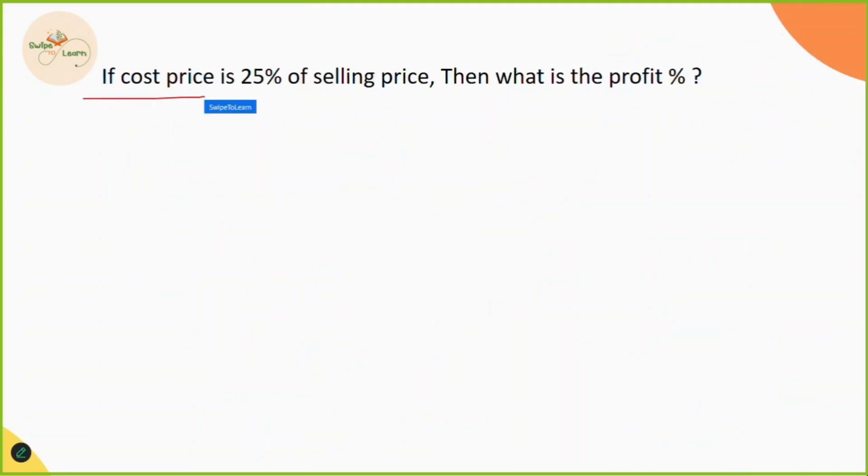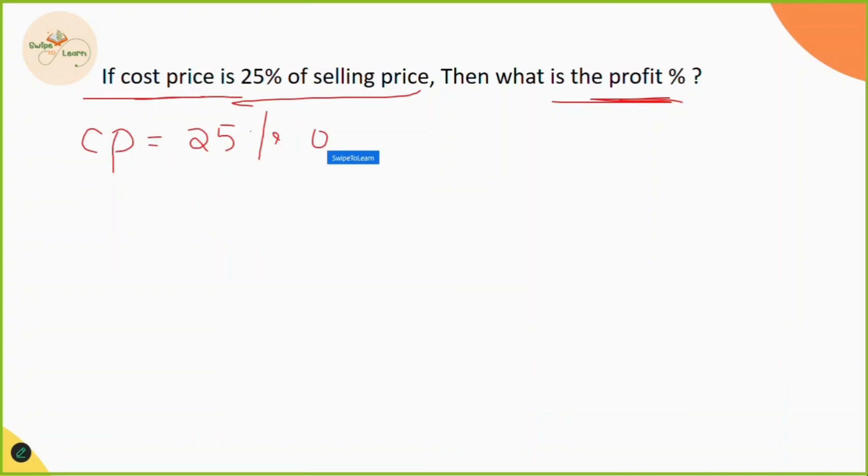If the cost price is 25% of the selling price, then what is the profit percentage? Okay, so the cost price is 25% of SP, which means SP is not given. In profit and loss problems, we assume it is 100. If any value is not given, we consider it as 100. Don't consider X and Y, which becomes a complex thing. So let us consider that SP is 100.